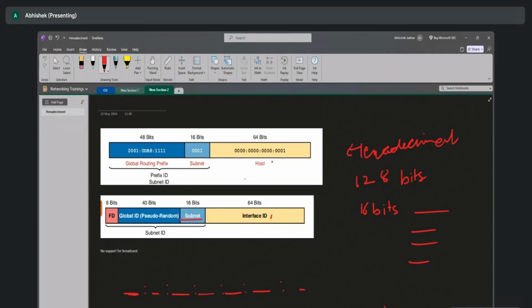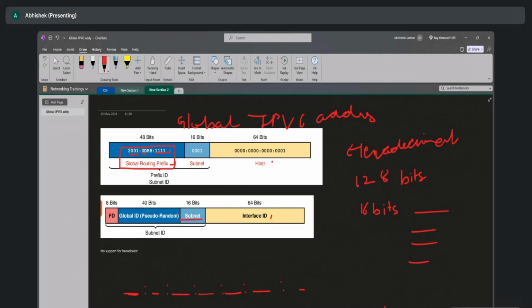So from this 128 bits, if you see the diagram over here, this is the global IPv6 address, right? In this, the global routing prefix is something which stays intact. That doesn't mean that the value doesn't change. This global routing prefix is for each and every organization. When they purchase an IPv6 address, they will have a global routing prefix.